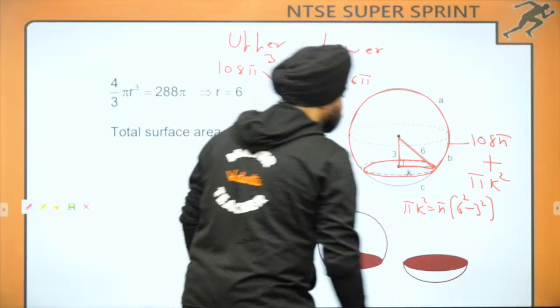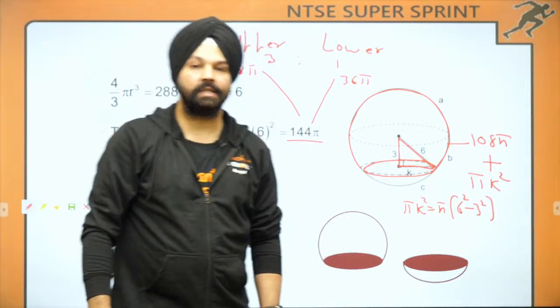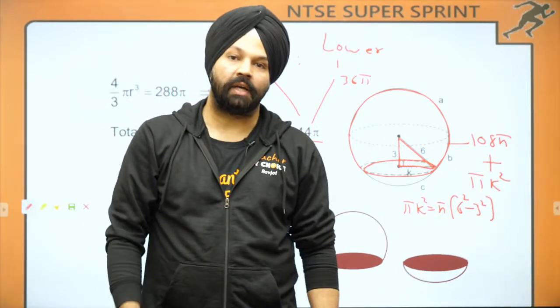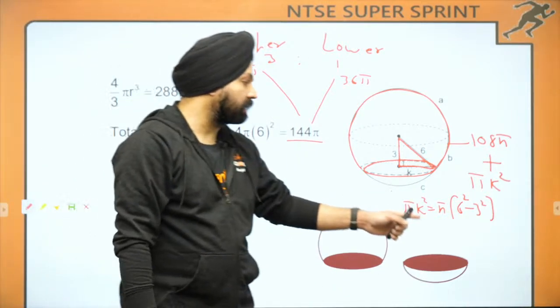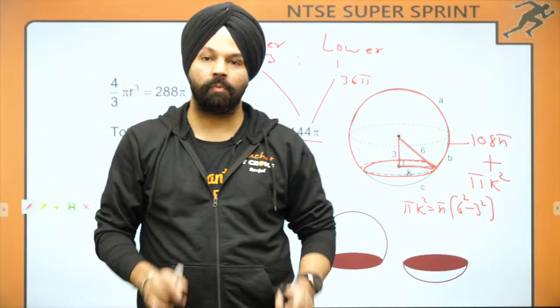So what is that? It is 6 square minus 3 square. 6 square is 36, minus 3 square, that is 9. So 36 minus 9, you remove that, and you will get the value of r square. I hope that is clear to all.